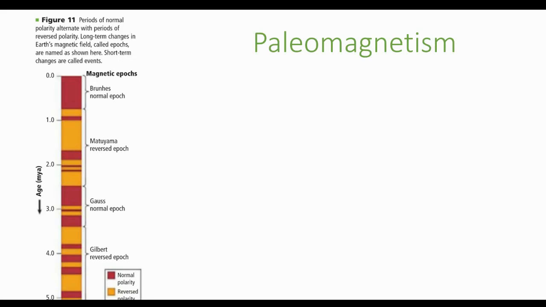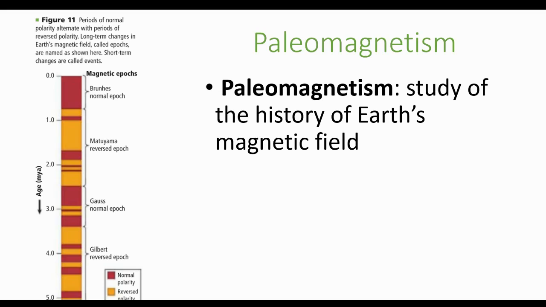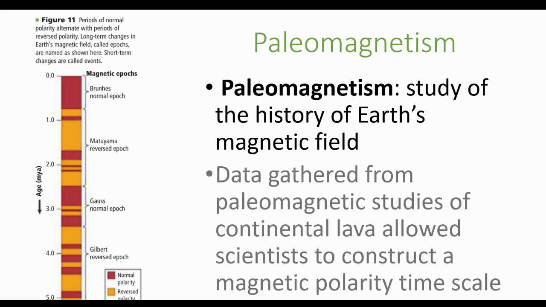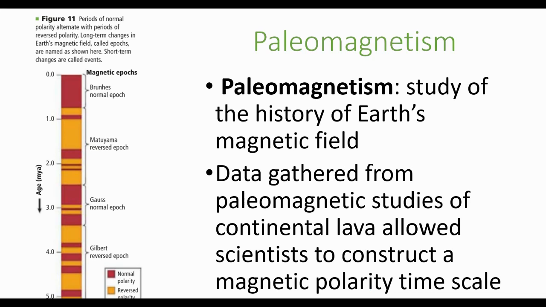There is a field called paleomagnetism, which studies the history of Earth's magnetic field. The data gathered from paleomagnetic studies of continental lava allows scientists to construct a magnetic polarity timescale. So how does that happen?